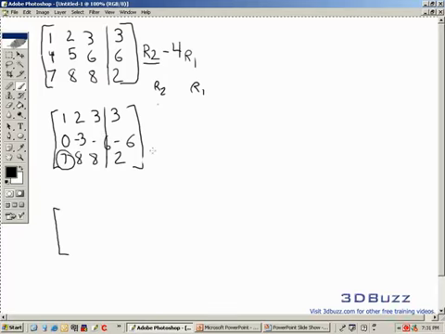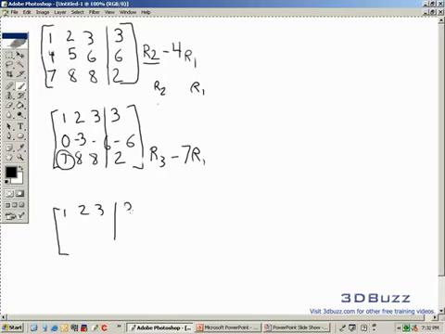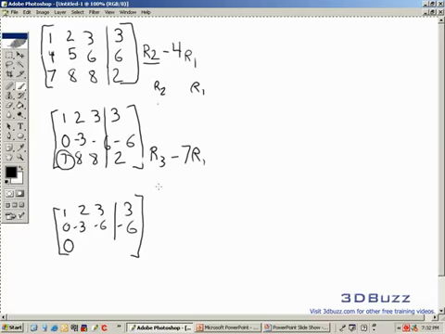So we go row 3 minus 7 row 1. And you'll get 1, 2, 3, 3. That doesn't change. Then 0, negative 3, negative 6, negative 6. Now, we know this is going to be 0. That was our intention. And the reason you ended up with 0 is because you took the value in x from row 1, multiplied it by 7, and applied it down below. So you ended up with negative 7, which went 7 minus 7 equals 0.